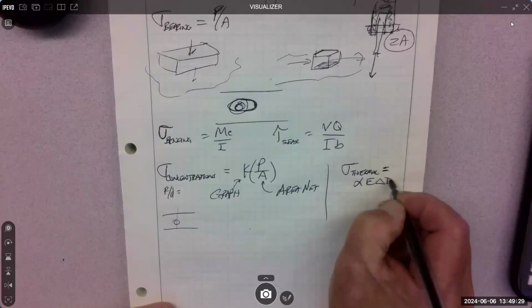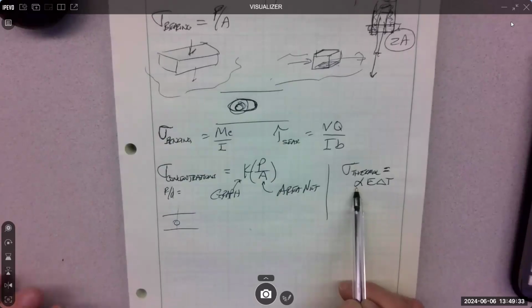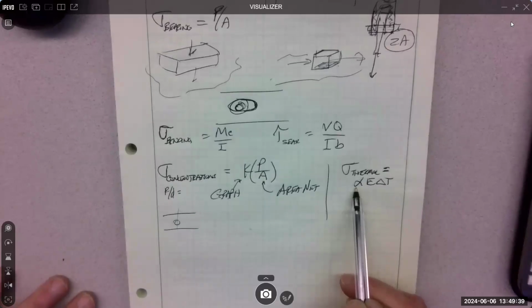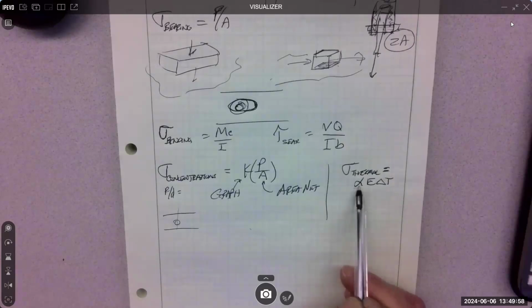Yep, Delta T. Alpha is what? It's a great name: coefficient of thermal expansion. It's a great party question, just so we know. Coefficient of thermal expansion, so it's a material property, right? Copper has a specific coefficient of thermal expansion. Wood has a specific one, so this is a material property.